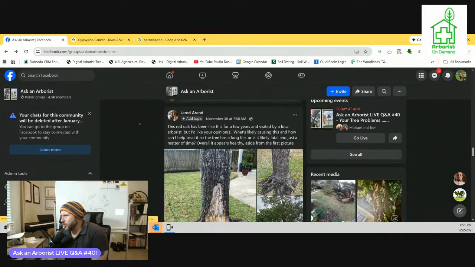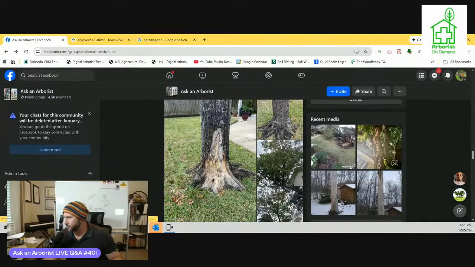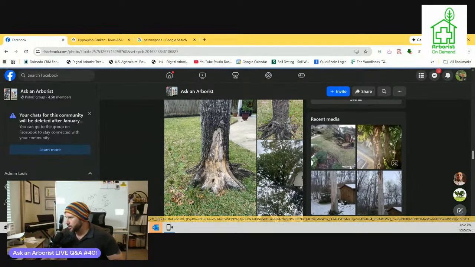Jared Errand is asking, this red oak has been like this for a few years, visited by a local arborist, but I'd like your opinions as well. Good call. It's always good to get multiple opinions. Make your own judgment, Jared. What's likely causing this, and how can I help to treat it so the tree has a long, healthy life? Or is it likely fatal in just a matter of time? Overall, it appears healthy aside from the first picture. Let's take a look at it a little closer.